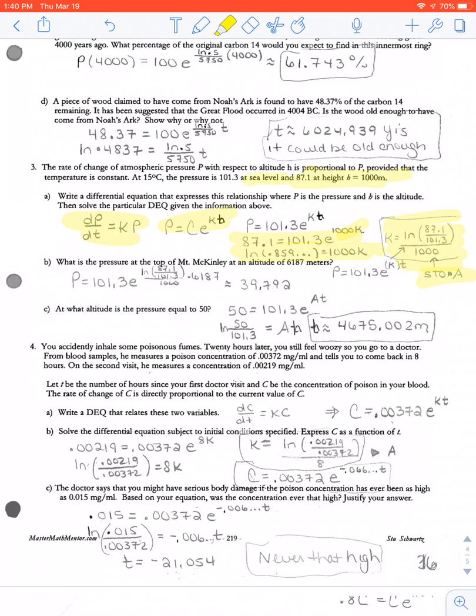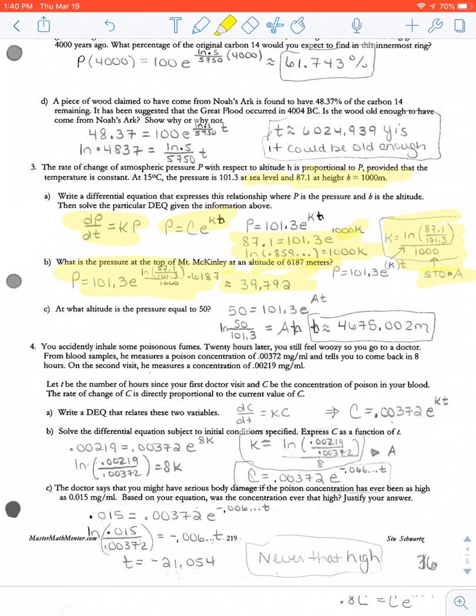So to figure out part B, if the altitude is 6,187 meters, I want to put 6187 in for my T, but I want to leave that K value. So whether you stored that in A or you're plugging it in, ln 87.1 over 101.3, all divided by 1,000, but you have to keep it constant, okay?